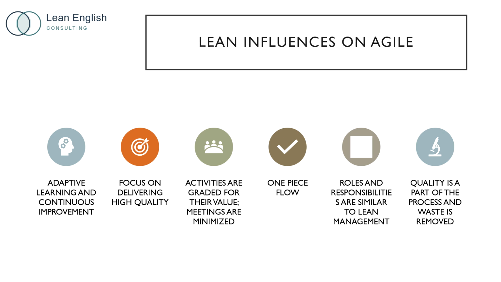Roles and responsibilities are similar to lean management. The Scrum Master is the servant leader who gives the team the ability to make decisions about how the work should be completed, and executives are open to hearing how it can be improved. And leadership is kept up to date with visual management tools, which replace time-consuming progress meetings. Quality is a part of the process, and waste is removed.